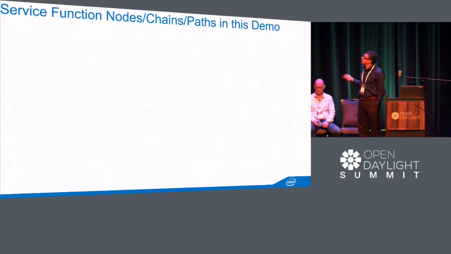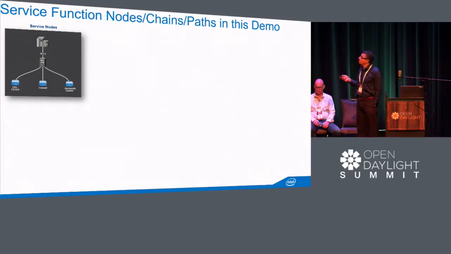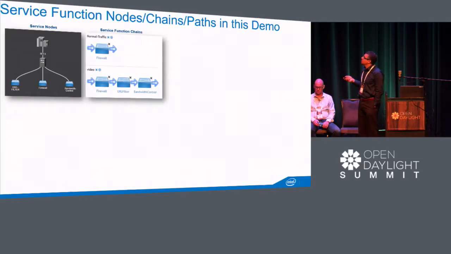So let's discuss quickly the service function forwarder, the chains, and the paths that we have here. We have a service function forwarder node in ODL defined as such. It has these 3 components connected to it. We also have 2 service function chains. The first chain is just the firewall. The second chain goes through, like I said, firewall, URL filter, and bandwidth control.